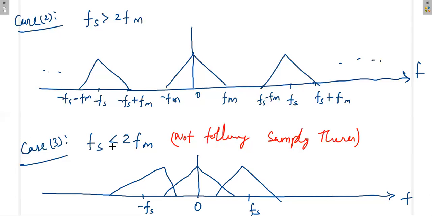Suppose you have taken the number of samples less than 2Fm. At the receiver side, when you try to reconstruct the original signal, what will happen? In the frequency domain, there will be overlapping between the spectrum.